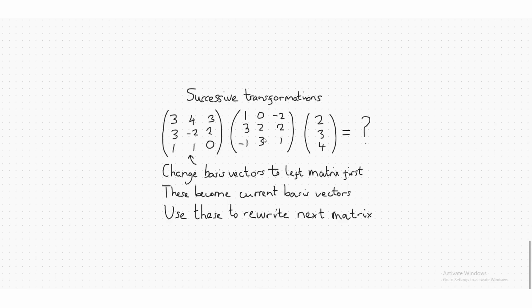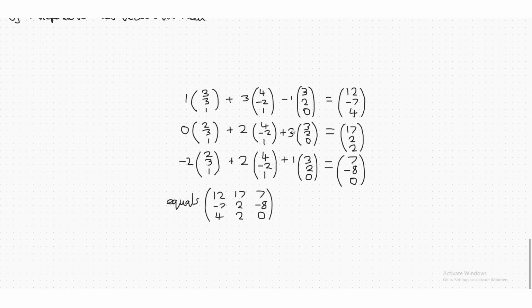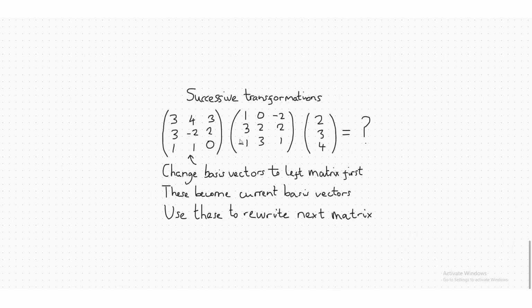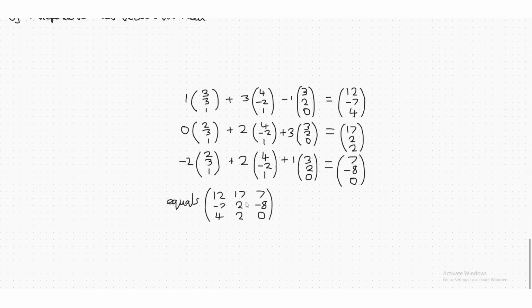So now I've realized I made a little bit of a mistake with my calculation here. I had a minus 1 here when it's supposed to be a plus 3. So this should be the new correct second basis vector for our matrix here, which is a combined transformation matrix of our 2 individual transformations here. So we've combined them to get this new matrix.